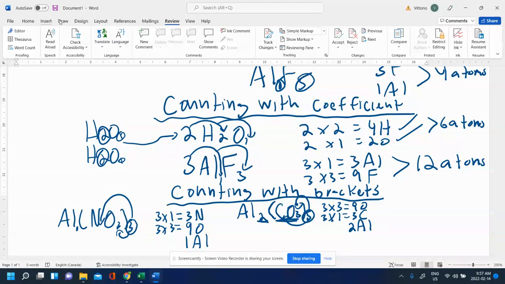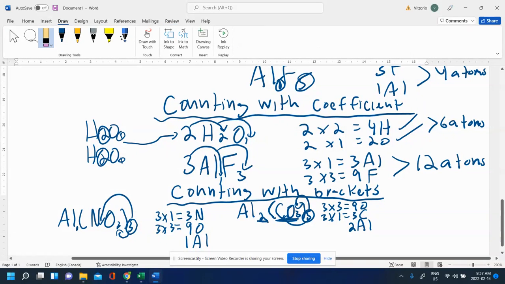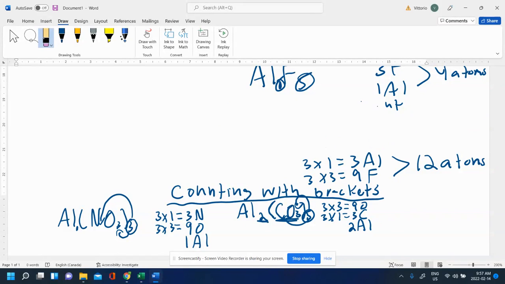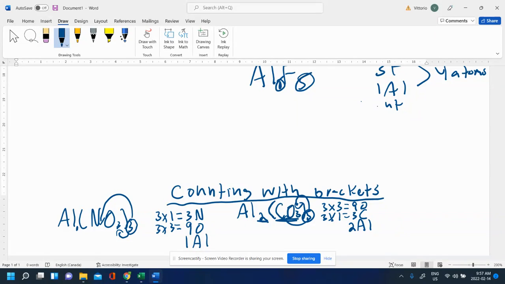We'll do one more example where we now have a bracket and a coefficient together. It's really not different. We're just combining the two rules together, essentially. And if we do it step by step and slowly, you'll be able to do it no problem. And then you'll just improve and get faster as you do more and more practice. So let's take the Al(NO3)3 there, but put a 2 in front of it, a coefficient.